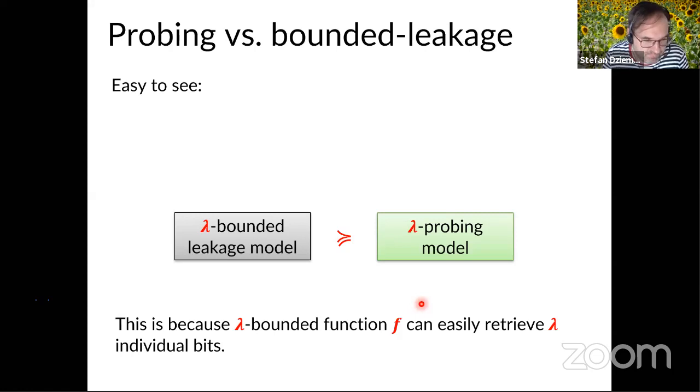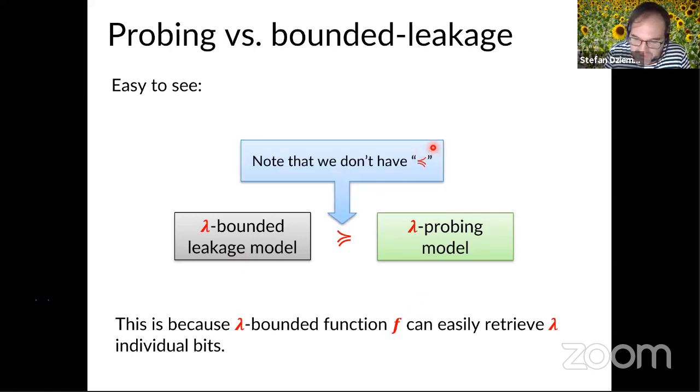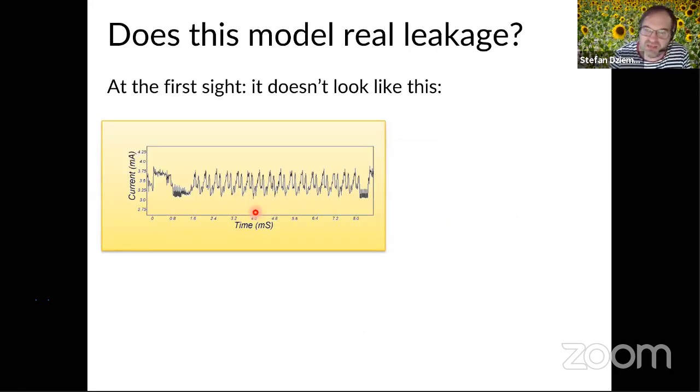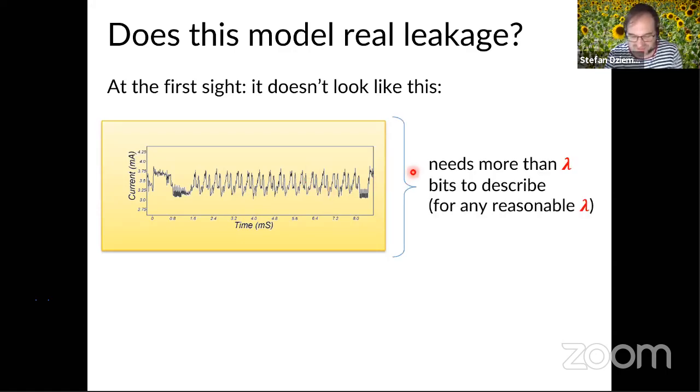Note that we don't have this inequality in the other direction, because of course, if you can compute arbitrary functions, you can leak much more than individual bits. So does it model leakage? Well, again, it doesn't look like this, right? Because you can say, okay, this looks like there are much more bits than lambda for any reasonable lambda.